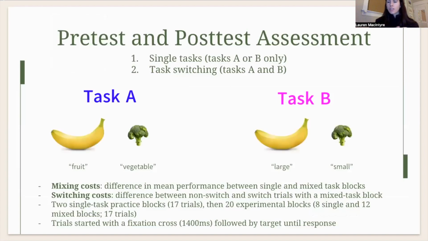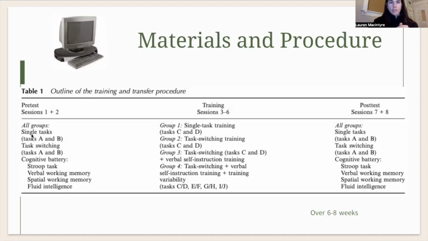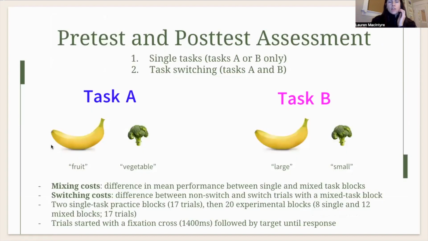So pre-test and post-test. We're looking at these 2 tasks right now, task A and task B. In the study, in task A you either have to say fruit or vegetable. Then in task B, you have to say whether the fruit or vegetable was large or small. And there are 16 different fruits and vegetables, varying in all different sizes.